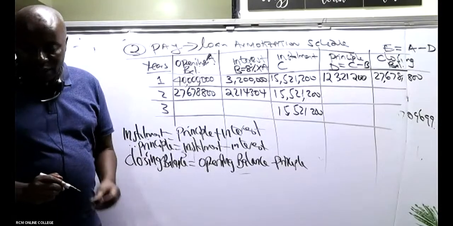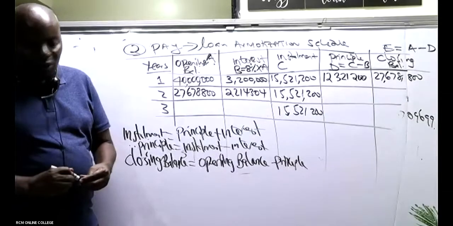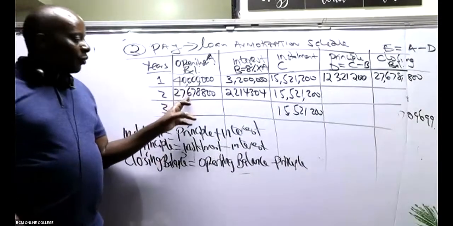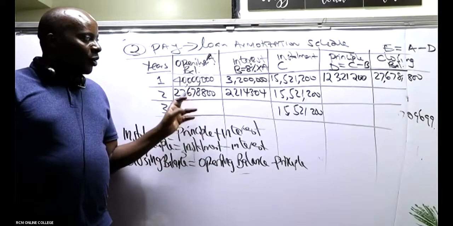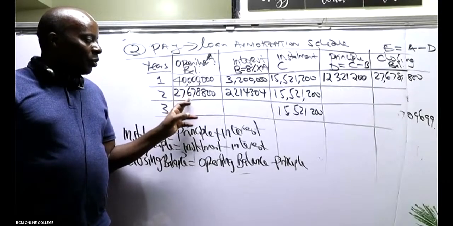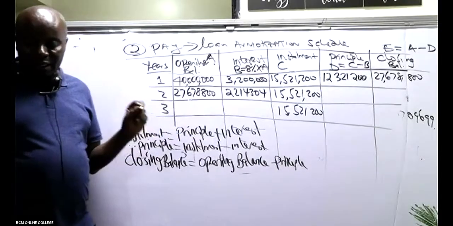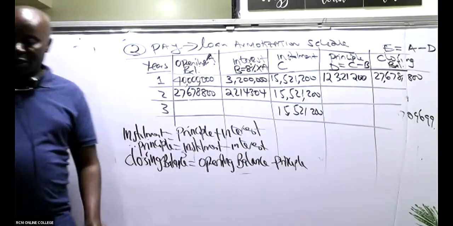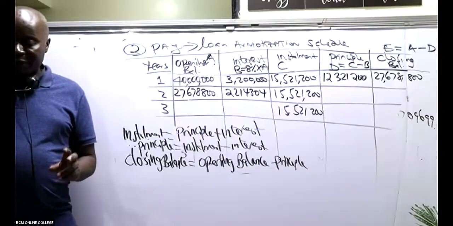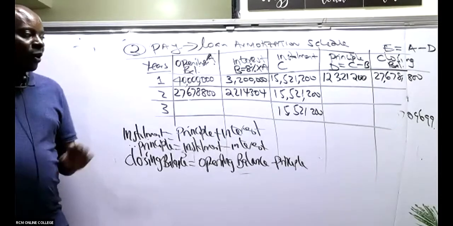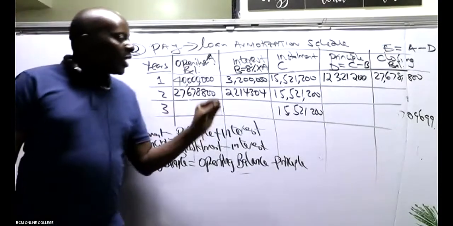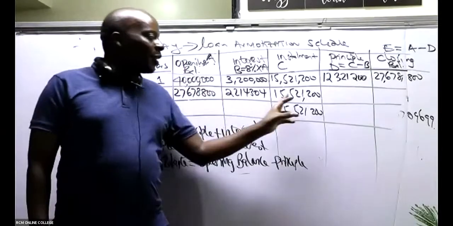I hope somebody else can also confirm this. What Mumbi is telling me is correct. 8% of this figure, 0.08 times this. Can somebody confirm that this great lady called Mumbi is giving me the correct figure? 2,214,304. Thank you. So once I get the interest, I shall deduct it immediately from the installment.